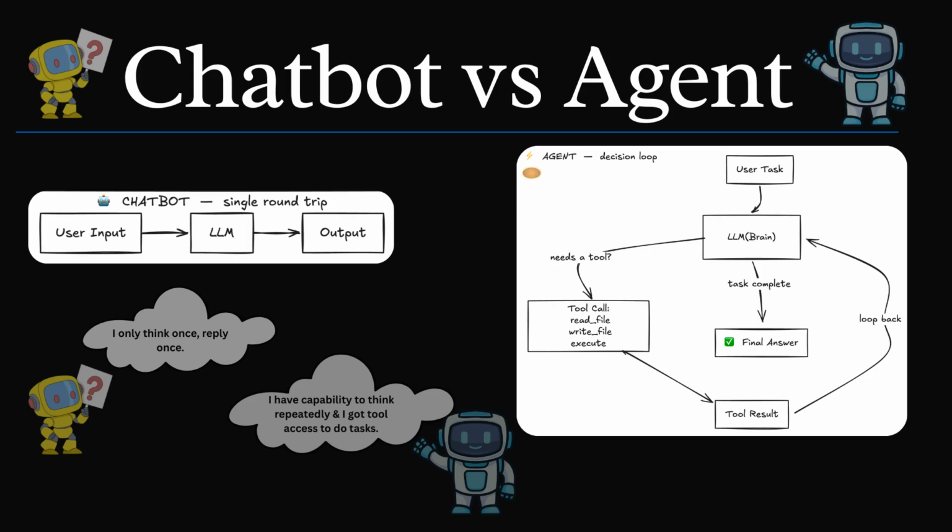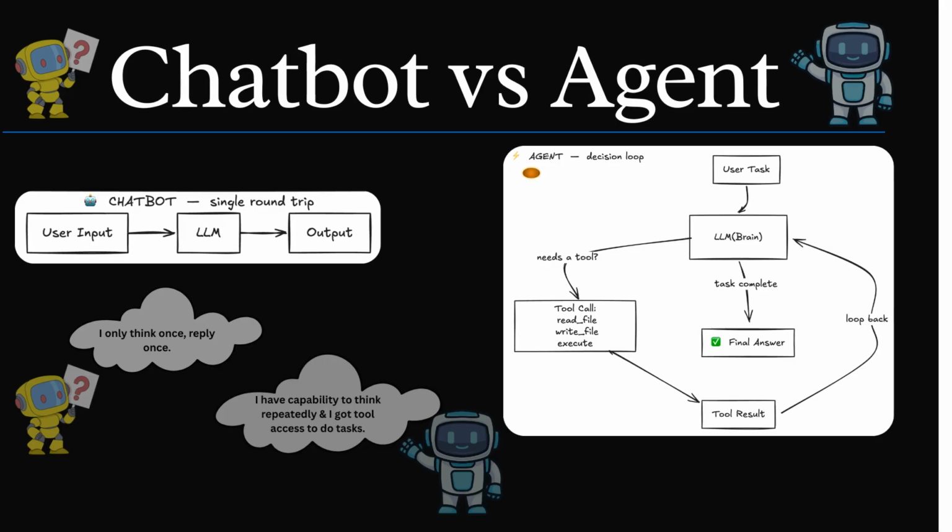Maybe it reads a file. Maybe it runs a shell command. Maybe it searches the web. The tool gives back a result. The model looks at that result and decides again, am I done? Or do I need another tool? This loop keeps going until the model has everything it needs to give a final answer. That is an agent, not a smarter chatbot, a fundamentally different architecture. The model is the brain that orchestrates a loop, not a function that maps input to output.